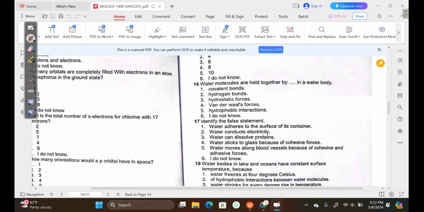Five reads, water moves along blood vessels because of cohesive and adhesive forces. So which option is false? 4. Yeah. So what forces make water stick to a glass?